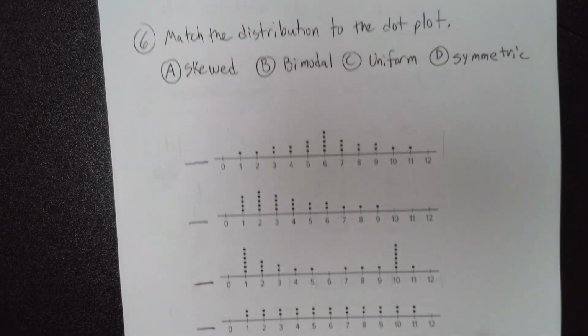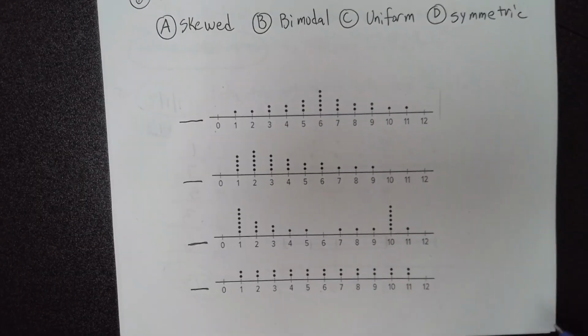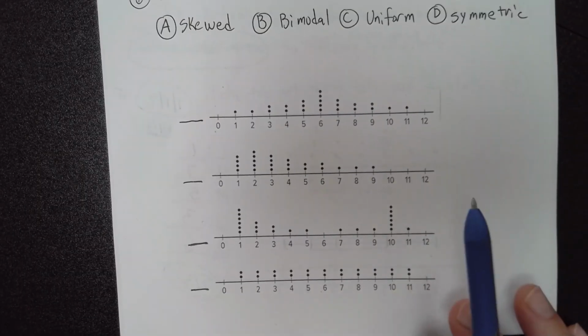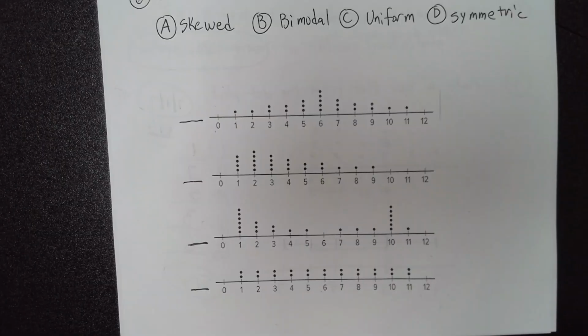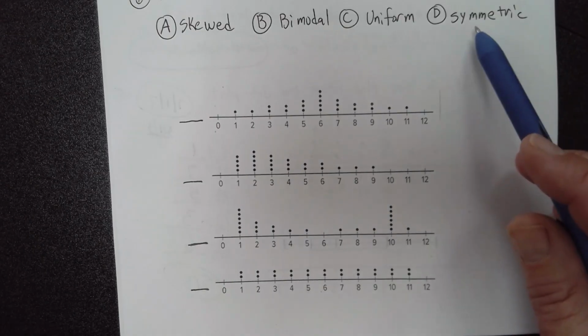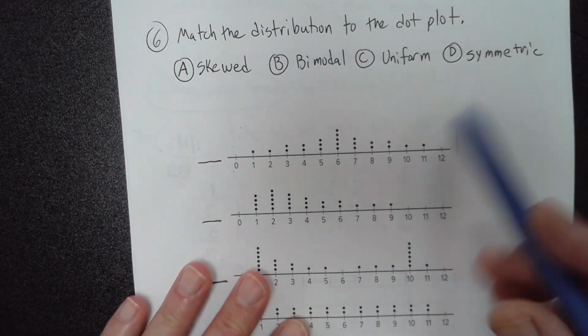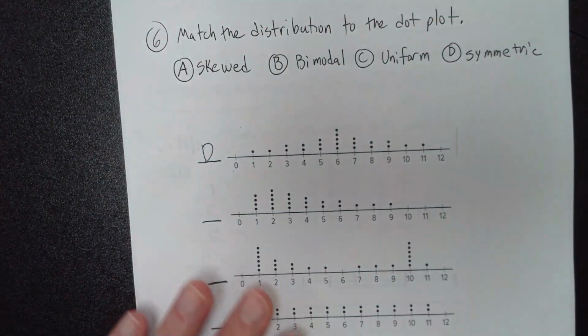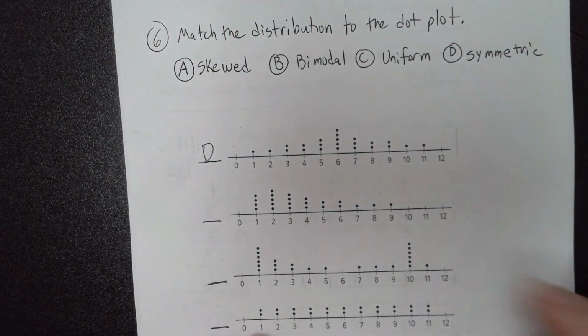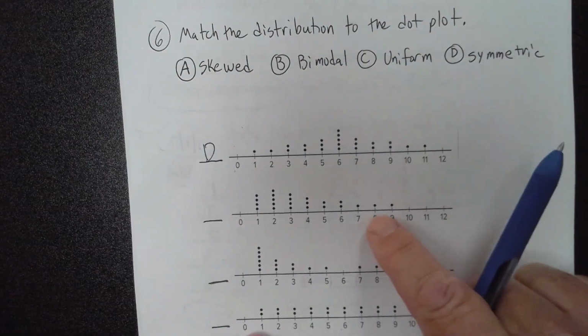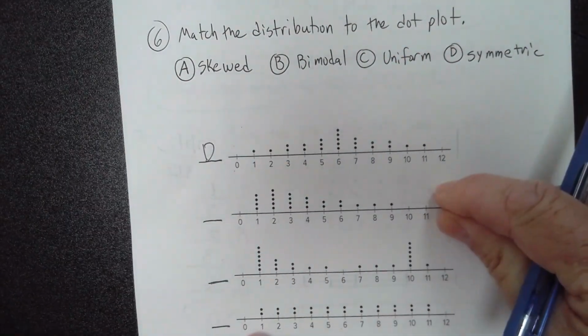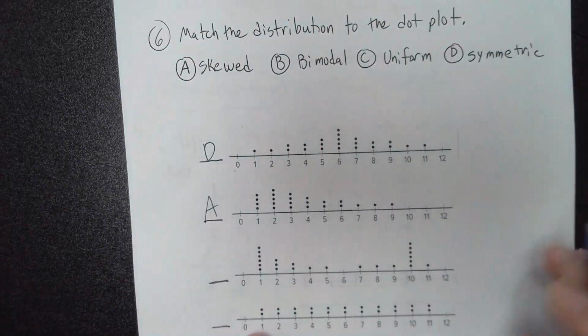All right, so now we're going to do a matching activity. We're going to describe the distribution. Is it skewed, bimodal, uniform, or symmetric? Symmetric means that it's the same from the center to the outsides, so this one would be D. Skewed means it's pulled one direction. This data right here is skewed to the right, so that would be A.